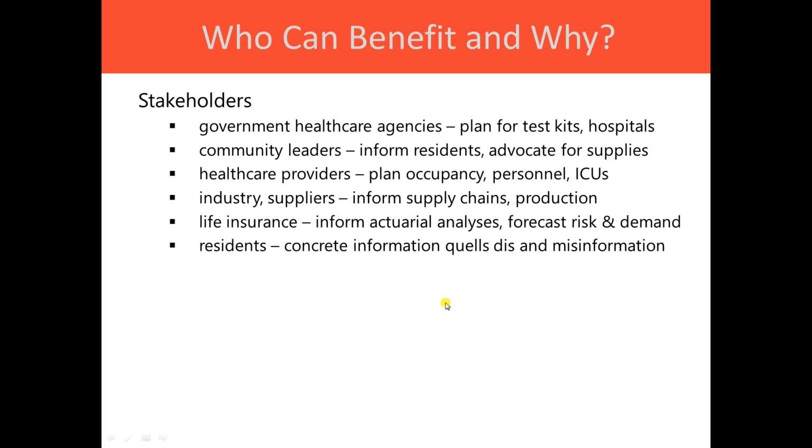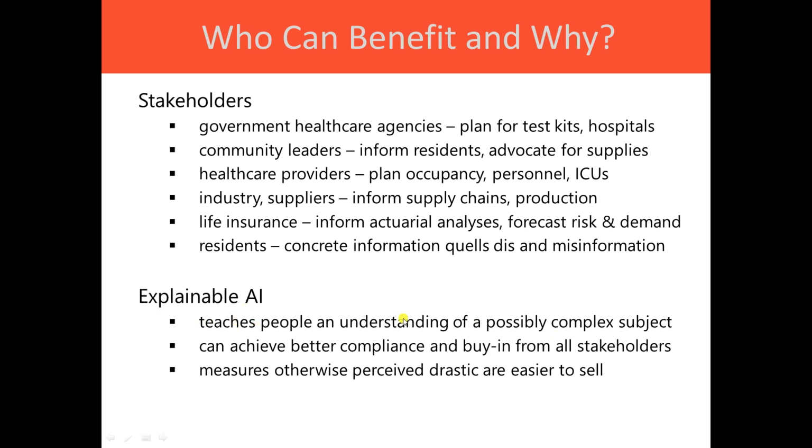And that's much more informative than someone telling you in a meme that you don't have to worry, right? This is information derived from data. This is the real thing. So you don't have to believe some guy who puts up a meme and tells you not to worry. So explainable AI teaches people to understand a possibly complex subject, can achieve better compliance, hopefully, and buy-in, because it's explained in regular terms that everyone can understand, and measures that are perceived as drastic may be an easier sell, maybe not, I don't know, I haven't tested that hypothesis.